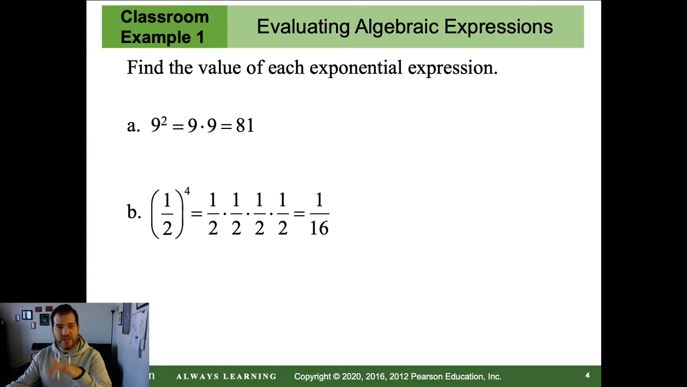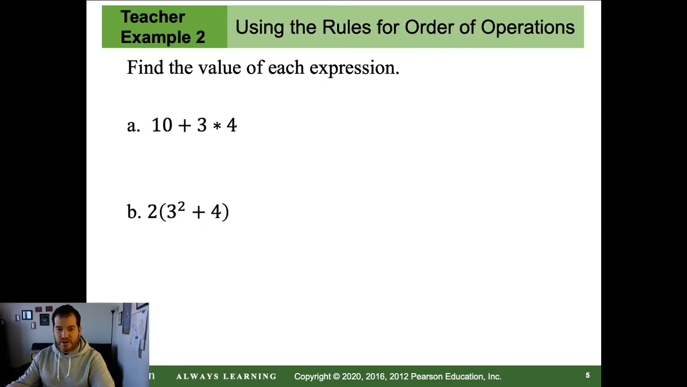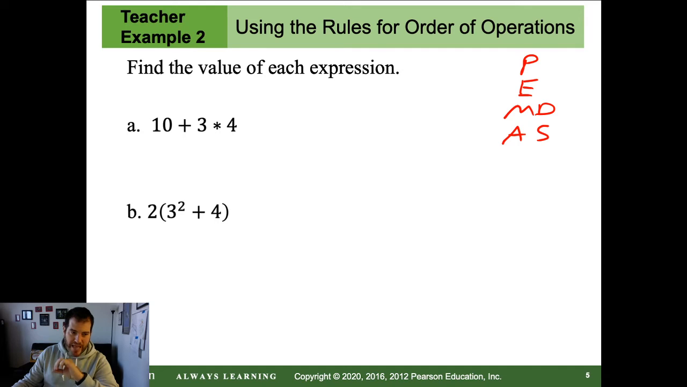Okay, so that's just an intro to exponents, what they are, what they mean, how they function, all that good stuff. All right, next thing we're going to talk about is order of operations. Some of you may remember that as PEMDAS. I like to write it like this, and I'll explain in a second. Remember, the P stands for parentheses, the E stands for exponents, which is why we just reviewed those.